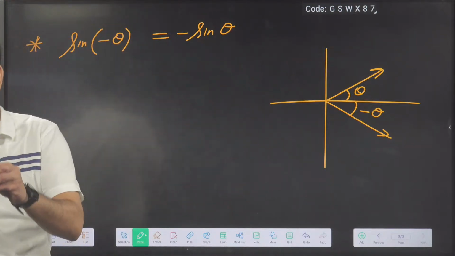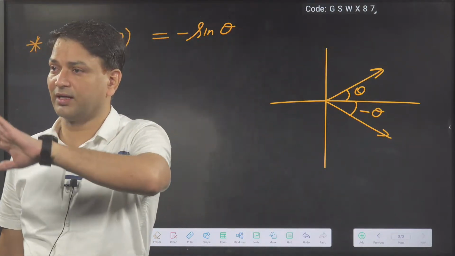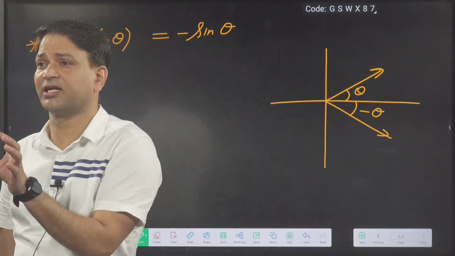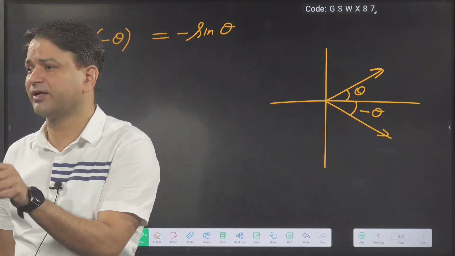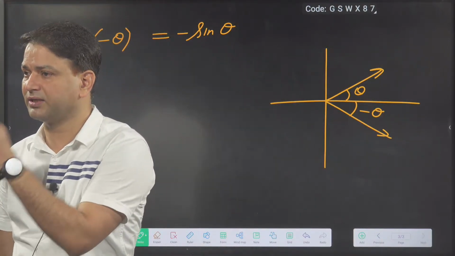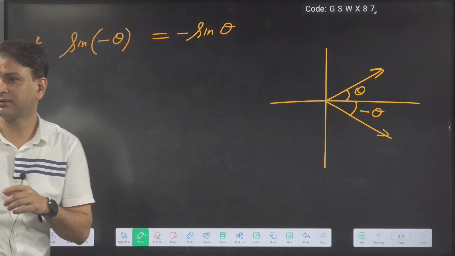So directly we have to remember this. We will not use this analysis in the exam. Directly when required, sin of minus theta, we can write minus sin theta. Everybody got?